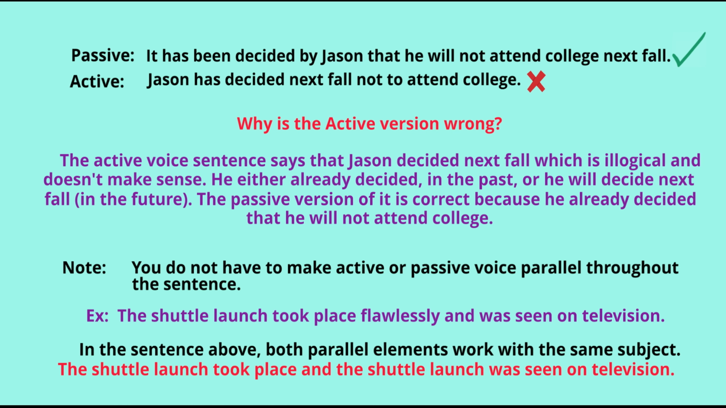Passive. It has been decided by Jason that he will not attend college next fall. I say this sentence is right, but the active version of it is Jason has decided next fall not to attend college. Do you think that is right? No. Why is the active version wrong? The active voice sentence says that Jason decided next fall, which is illogical and doesn't make any sense. He either already decided in the past or he will decide next fall in the future. The passive version of it is correct because he already decided that he will not attend college.